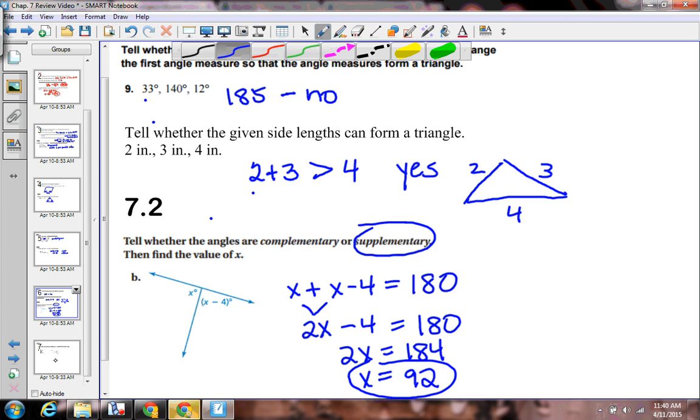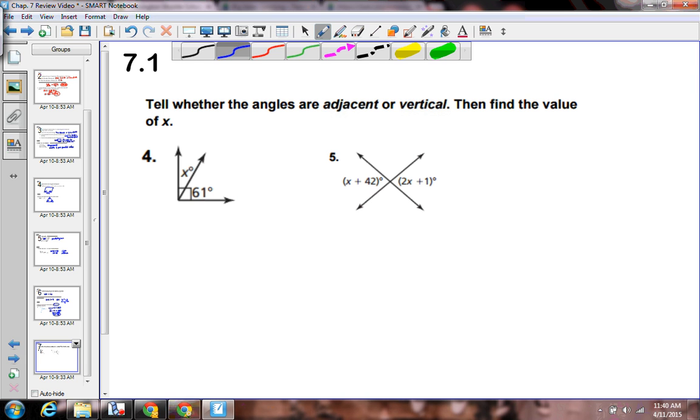Okay, we're on our last screen now, 7.1, working backwards. So we're going to now tell whether the angles are adjacent or vertical, and then we're going to find the value of x. So on the left, yes, they are complementary also, but in this case they're asking whether they're adjacent or vertical. And since the angles are touching along this common ray, they are called adjacent.